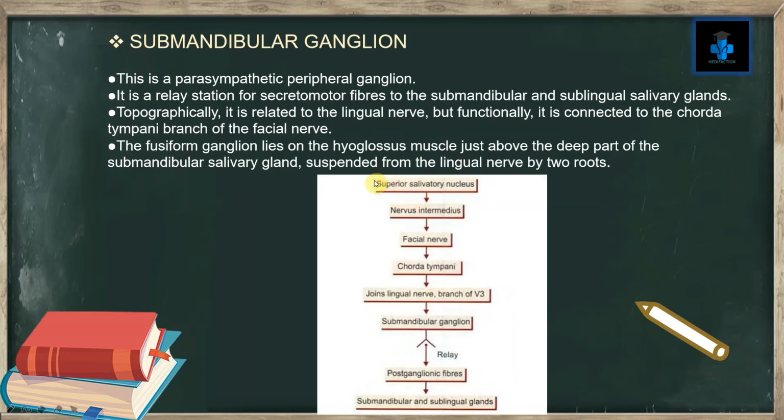So, it starts from the superior salivary nucleus. Moving on, it reaches the nervus intermedius, facial nerve, chorda tympani. Then it joins the lingual nerve, branch of V3. Here is the submandibular ganglion, which further relates with the post ganglionic fibers. Finally, the submandibular and sublingual glands.